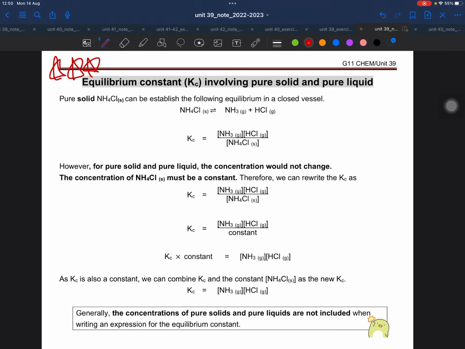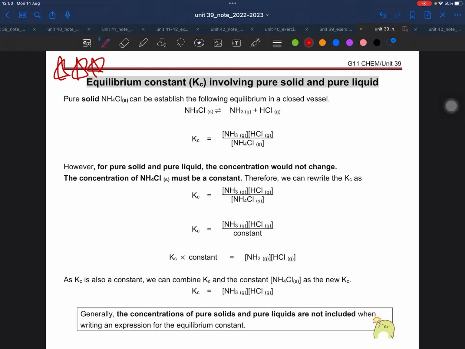So please pay attention. Yes, the value of Kc includes the concentration ratio, but actually not every species mentioned in the equation is required to be put in the equilibrium constant. Pure solid and pure liquid are special cases. The principle behind it is that the concentration of pure solid and pure liquid will not change, because the concentration of pure solid is actually its density. The density will not change, right?